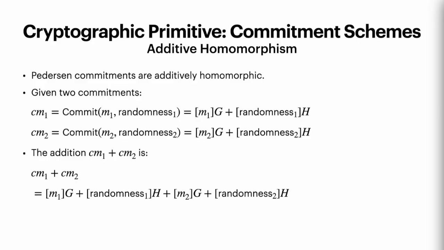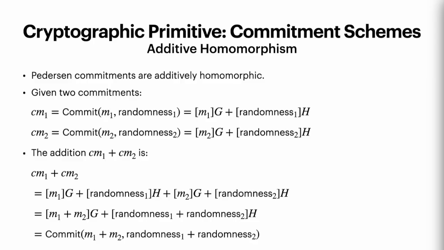The addition of the first commitment and the second commitment, let's write it out. We have m sub 1 times g and randomness 1 times h, plus the second message times g and the second randomness times h. Let's rearrange those a little bit, grouping the terms multiplied by g together and the terms multiplied by h together. Looking up at the definition of the commit algorithm, we can see that's just the commitment of the additions. That demonstrates our property of additive homomorphism.